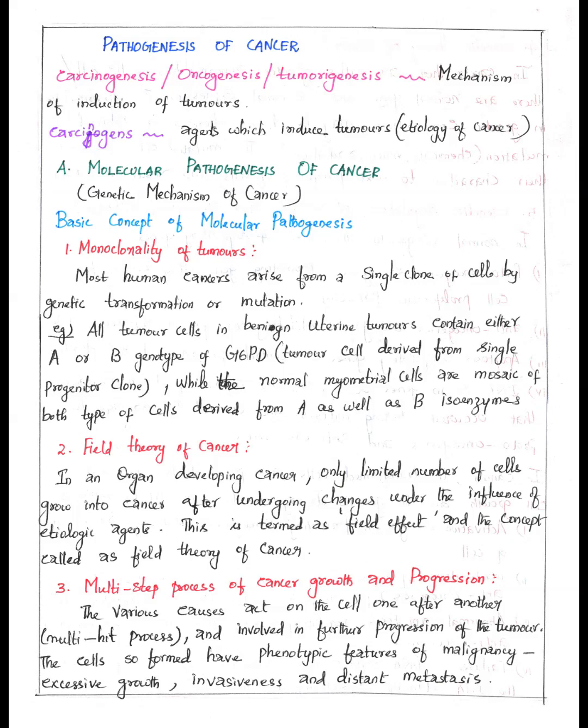Next is progression and the multi-step process of cancer growth. Various etiological agents hit the cancer cell one after another, which results in the cancer cell growing further. This process is called the multi-hit process. The cells formed show the properties of malignancy, like invasiveness and metastasis.